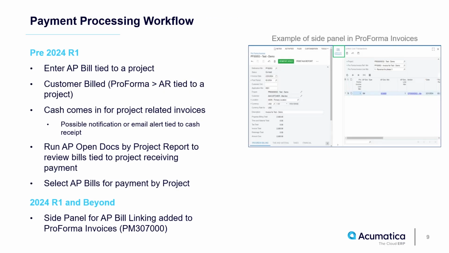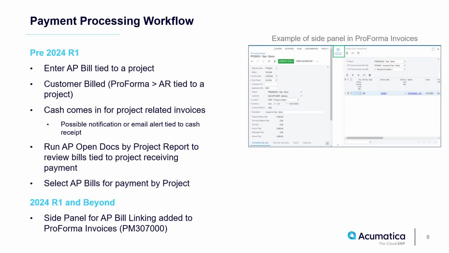So before 24R1, you'd enter the accounts payable bill tied to the project. You generate the customer bill via the Proforma, which generates the accounts receivable invoice. The cash comes in for that invoice, and maybe you've set up a business event or a notification to alert someone that the cash came in for that bill to help streamline that workflow. But then you had to run an open AP document for the project, review what bills were tied to that specific AR invoice and Proforma, and then go ahead and select those bills for payment by project.